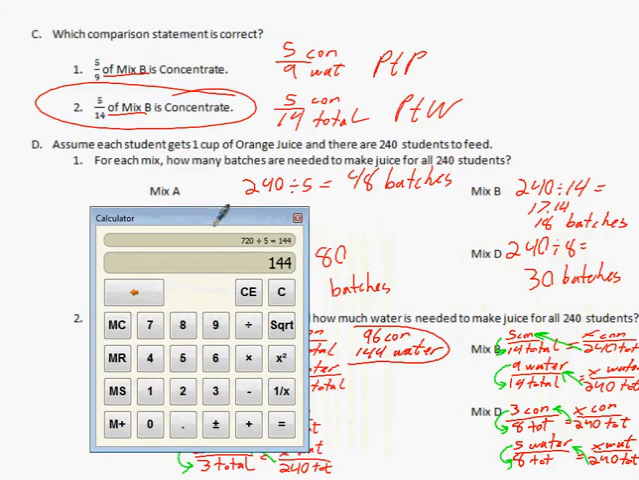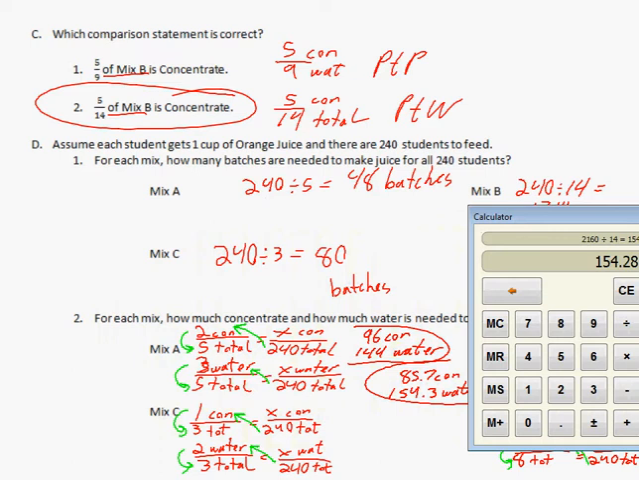Mix B. 240 times 5 divided by 14, 85.7. Concentrate. 240 times 9 divided by 14, 154.3. Water.